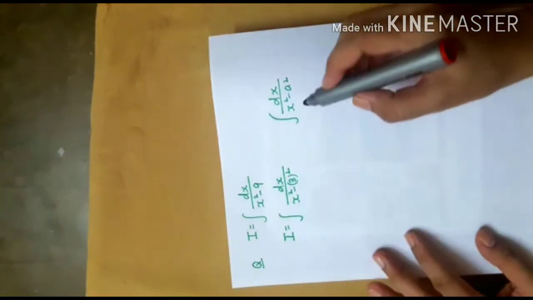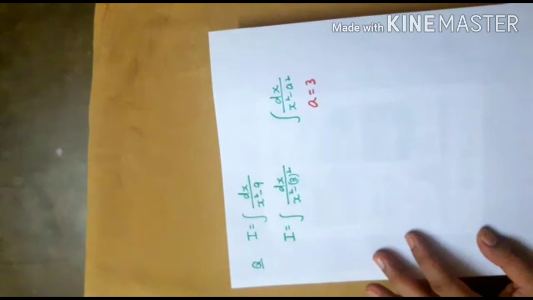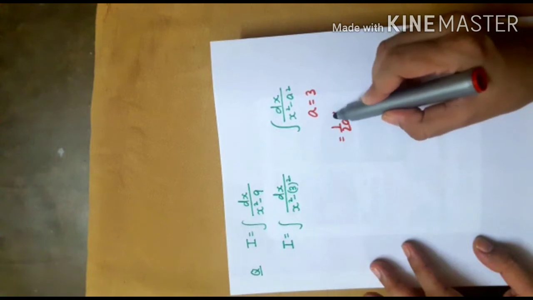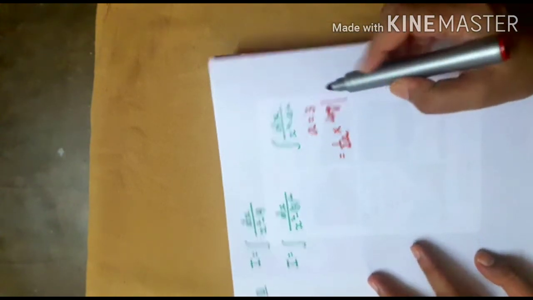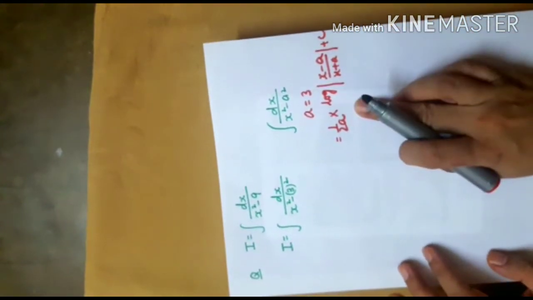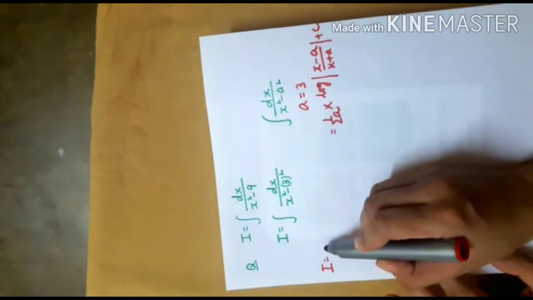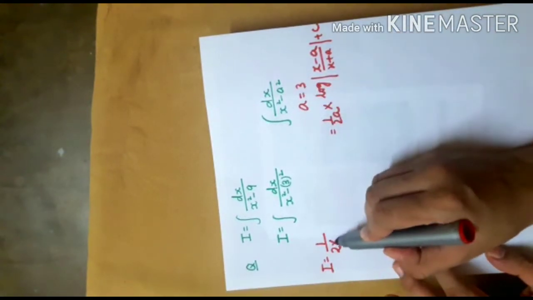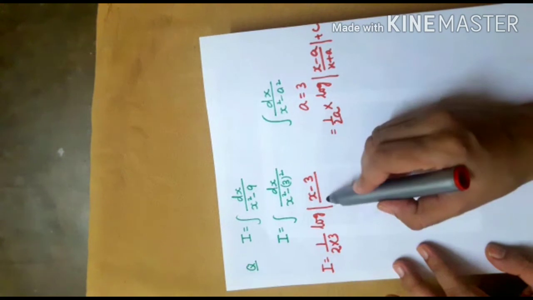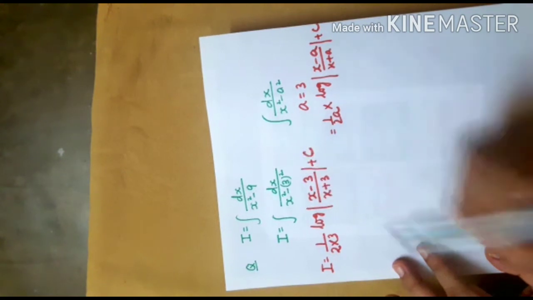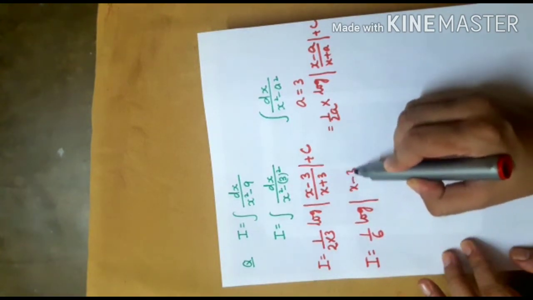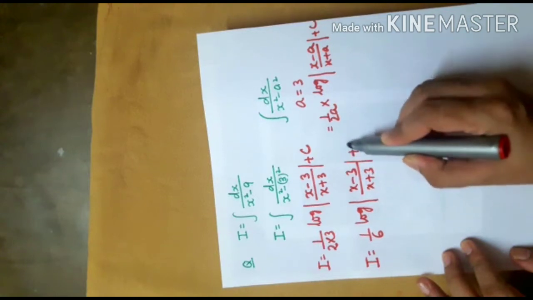Yes. Here the role of a is being played by 3 and the value of this integral is 1 by 2a into log x minus a over x plus a plus c. So using this, I'll get I equals 1 by 2a, a is 3, log x minus a, that is x minus 3 over x plus 3 plus c. That is I is equal to 1 by 6 log x minus 3 over x plus 3 plus c.